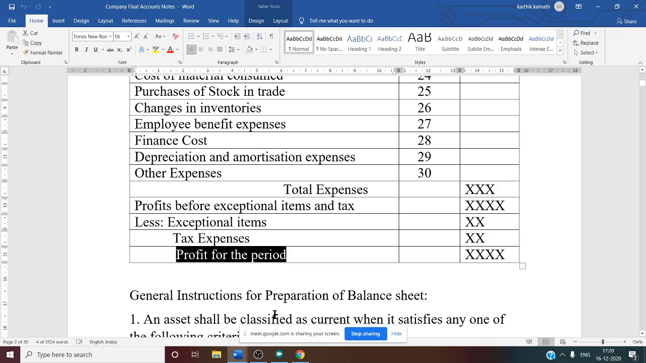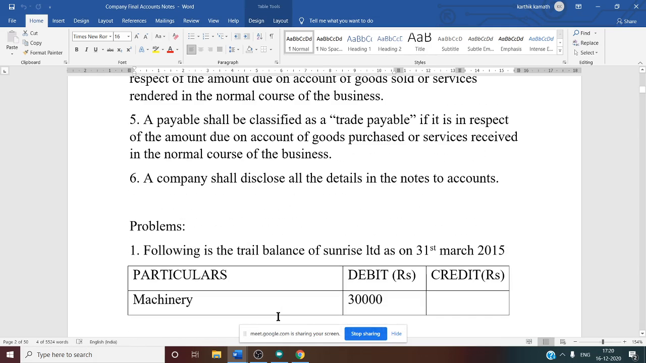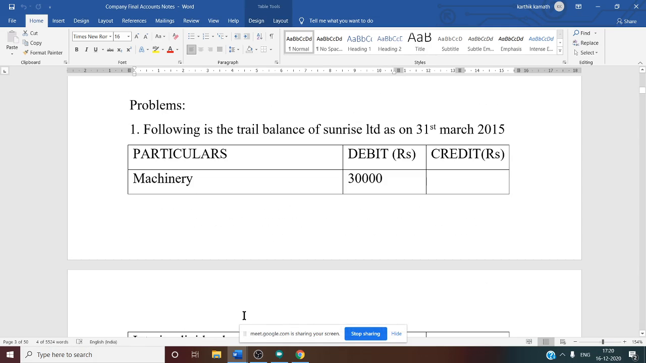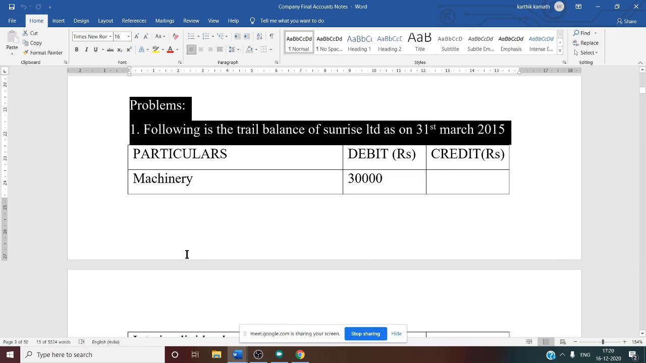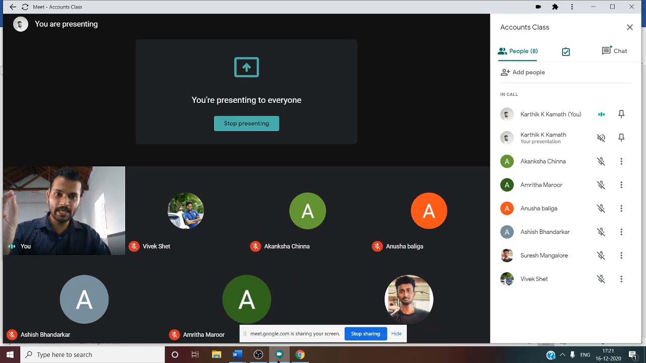So under the profit and loss account, there are 9 working notes. Total 21 plus 9, 30 working notes are there. So now let us discuss the problem. See this, this is problem number 1. Following is the trial balance of Sunrise Limited as on 31st March 2015. So particulars and debit and credit side information is given. Now what we should do while solving the problem is, first we should decide which working note that particular information comes under.